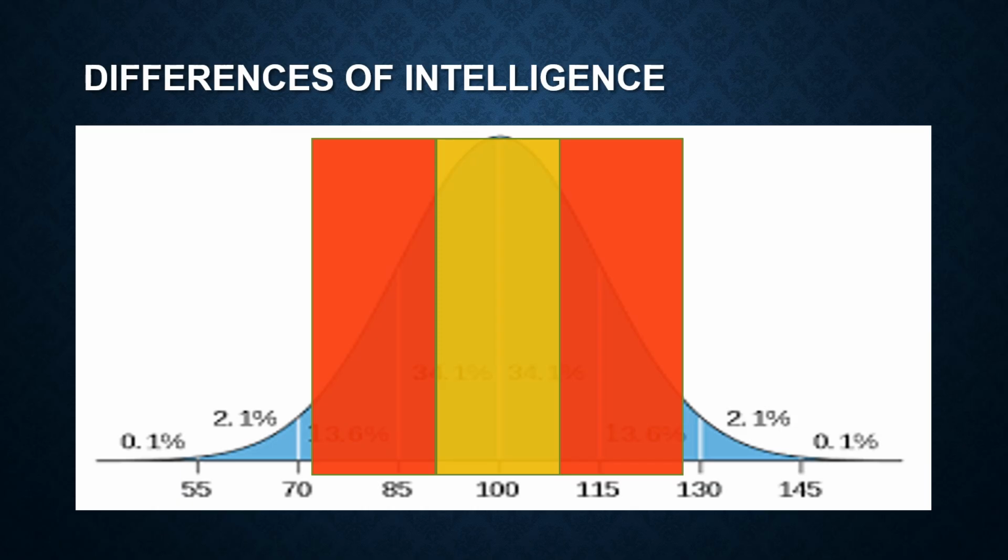68% of people, more than 2/3, will score within 15 points above or below average. 95% will score within 30 points above or below average. The top 2.5% is what we call gifted. The bottom 2.5% is what we call handicapped.